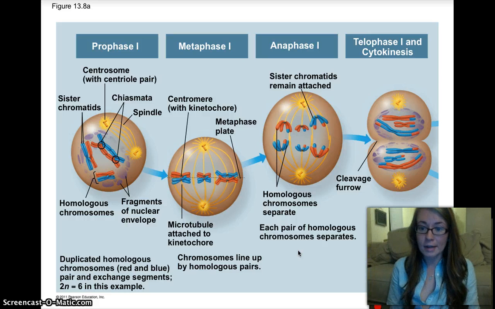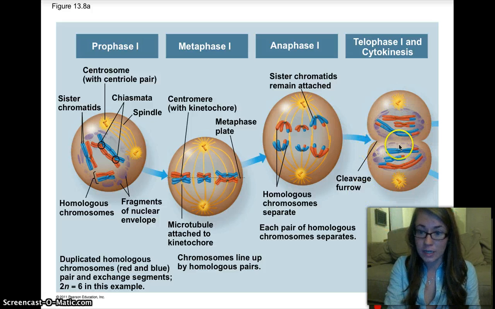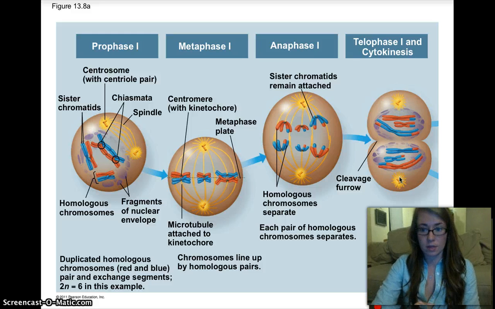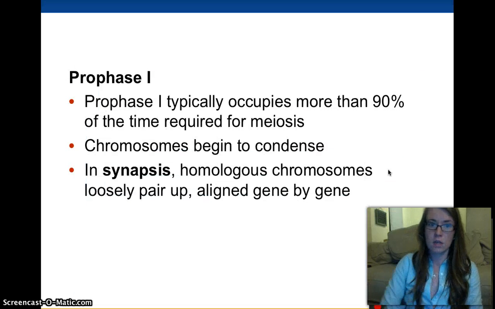And so we divide the cell, and then we have now 2 haploid daughter cells with replicated chromosomes. Okay, they each only have this. Let's say this cell n number is 3. 1, 2, 3. That's all they have. They do not have duplicates of their chromosomes, but the single chromosomes are replicated. So we still have 2 sister chromatids in this chromosome.